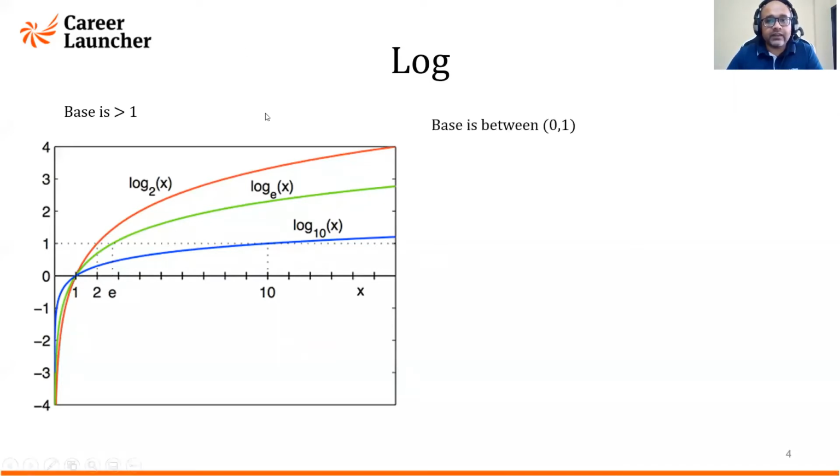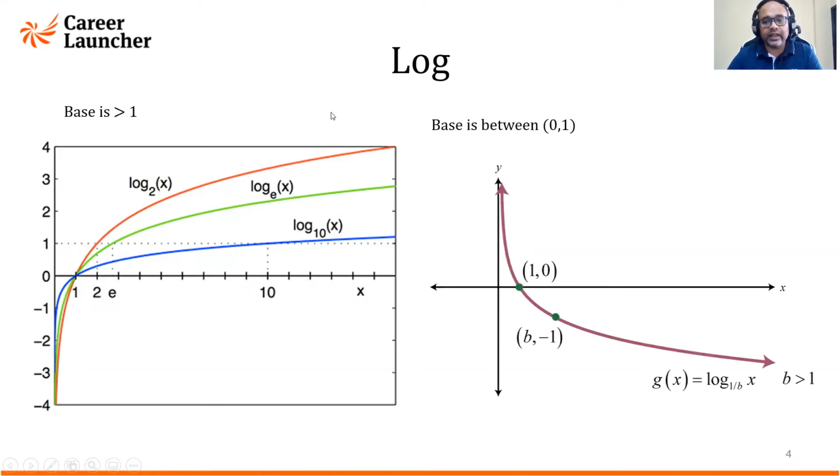When the base is less than 1, that is between 0 and 1, this is how the graph looks. If you have to draw the logarithm graph for a base between 0 and 1, you will see that up to 1 it is positive, and after 1 it is negative. It is just the reverse of what we have seen earlier.